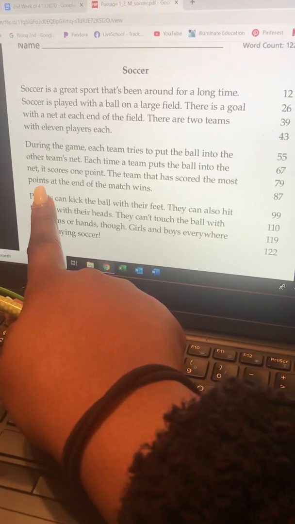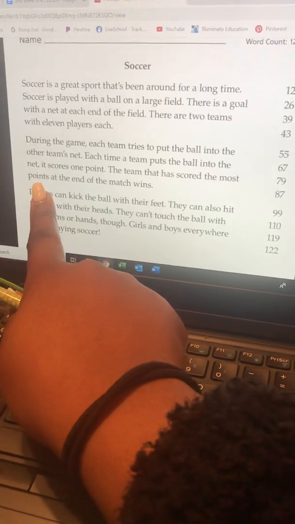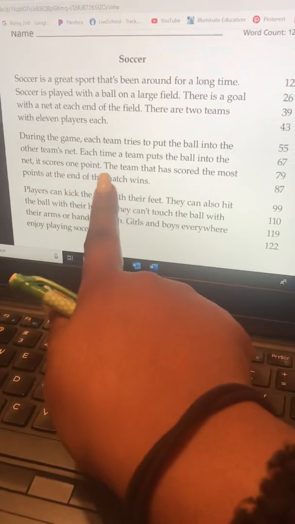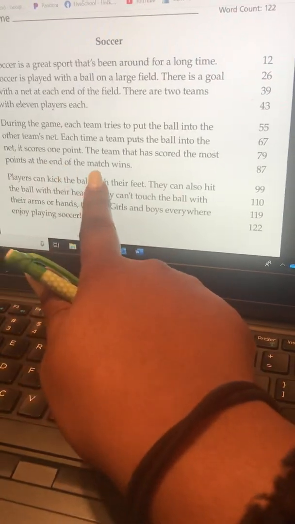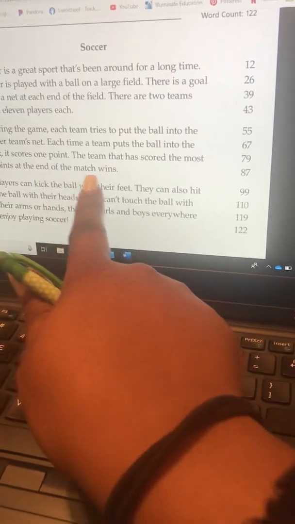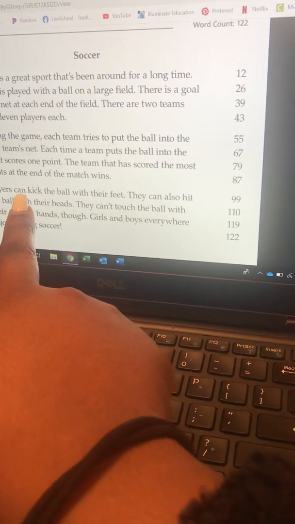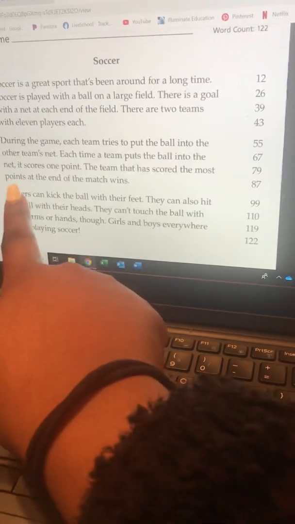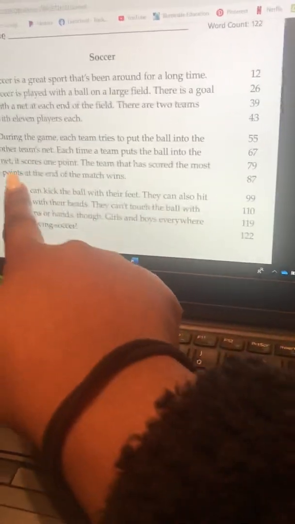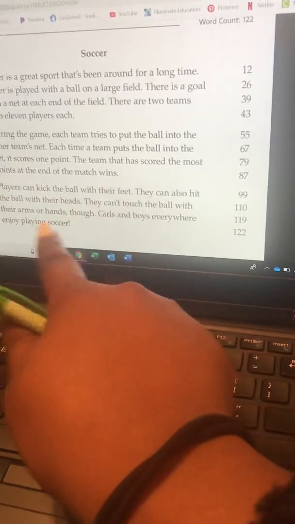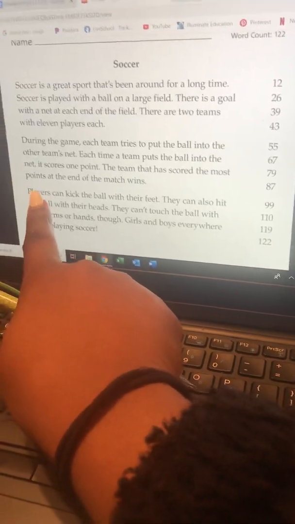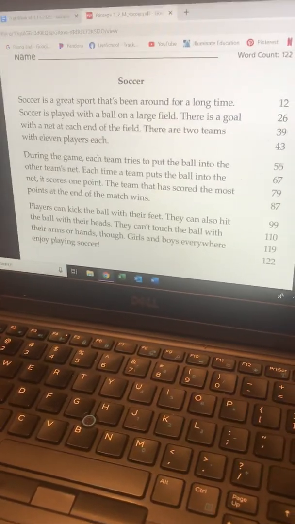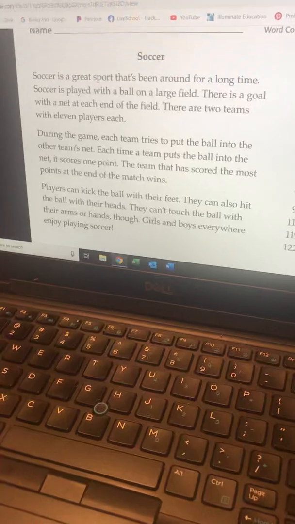Place. Oh, Naya, that word is points. What's that word? Points. Does this make sense? The team has scored the most place at the end of the match wins. Does that make sense? No. So the team that scores the most points at the end of the match wins. Does that one make sense? Yes. So that word is points. What's that word? Points. All right. When we read a second time, make sure you say on and points.